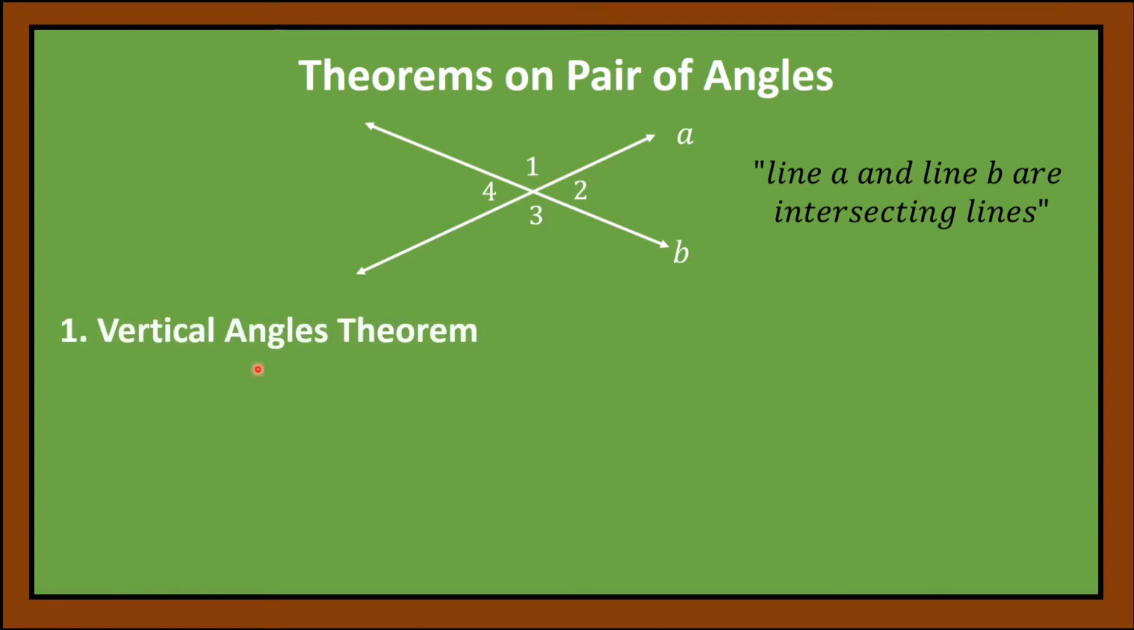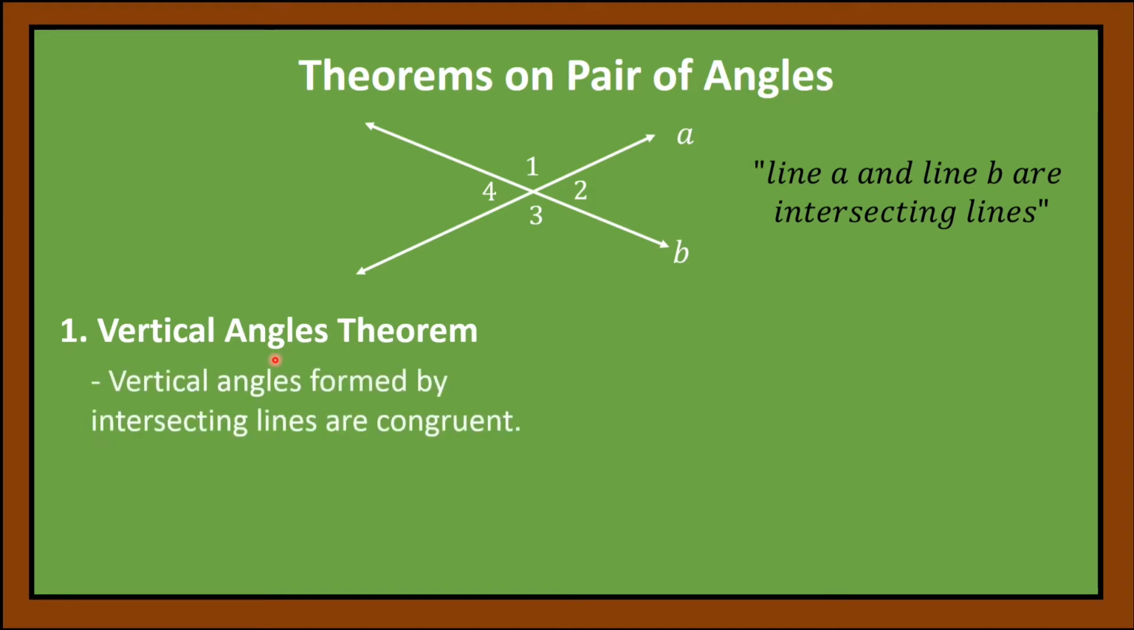So, let us start with vertical angles theorem. According to this theorem, vertical angles formed by intersecting lines are congruent. Dito sa ating example, ang tinatawag na vertical angles ay angle 1 and angle 3. So, kung ang sukat ng angle 1 ay 120 degrees, 120 degrees din ang magiging sukat ng angle 3. So, they are congruent.